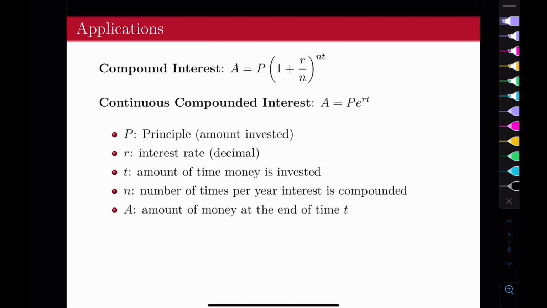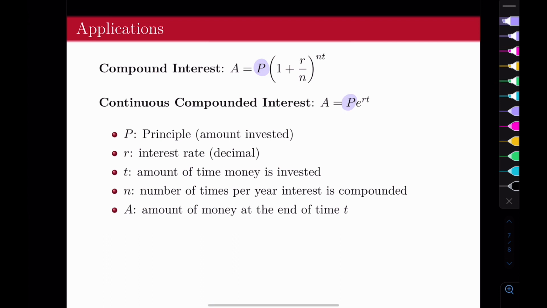So the first one is the one we're going to see more typically. And we just have a straight formula. Our A is equal to P times 1 plus R over N to the NT. The continuously compounded interest is a simpler formula to remember, A equals P e to the RT. So in both of these, the variables mean the same thing.